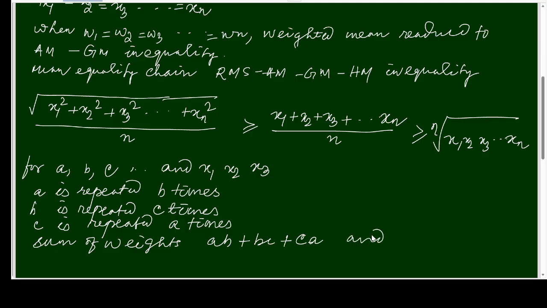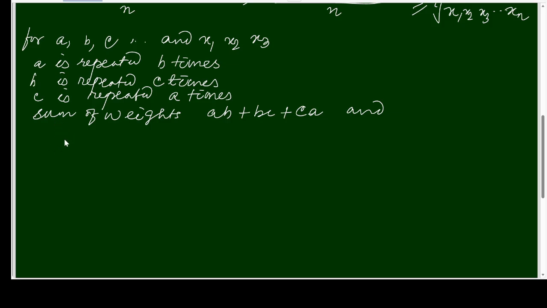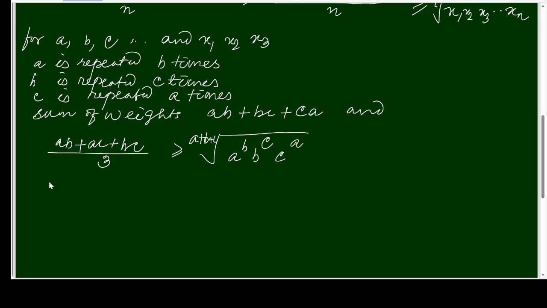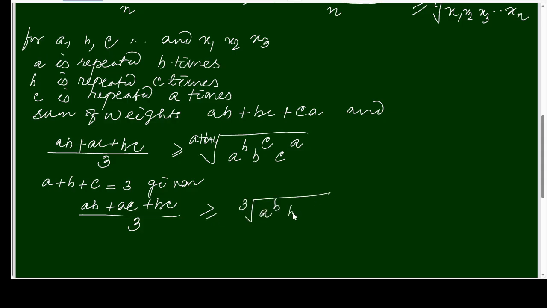Then we can apply this inequality now, that is, AB plus AC plus BC, whole divided by 3, is greater than or equal to the cube root of A to the power B, B to the power C, C to the power A. And it is given that A plus B plus C equals 3. So applying this, we write AB plus AC plus BC divided by 3 is greater than or equal to the cube root of A to the power B, B to the power C, C to the power A.